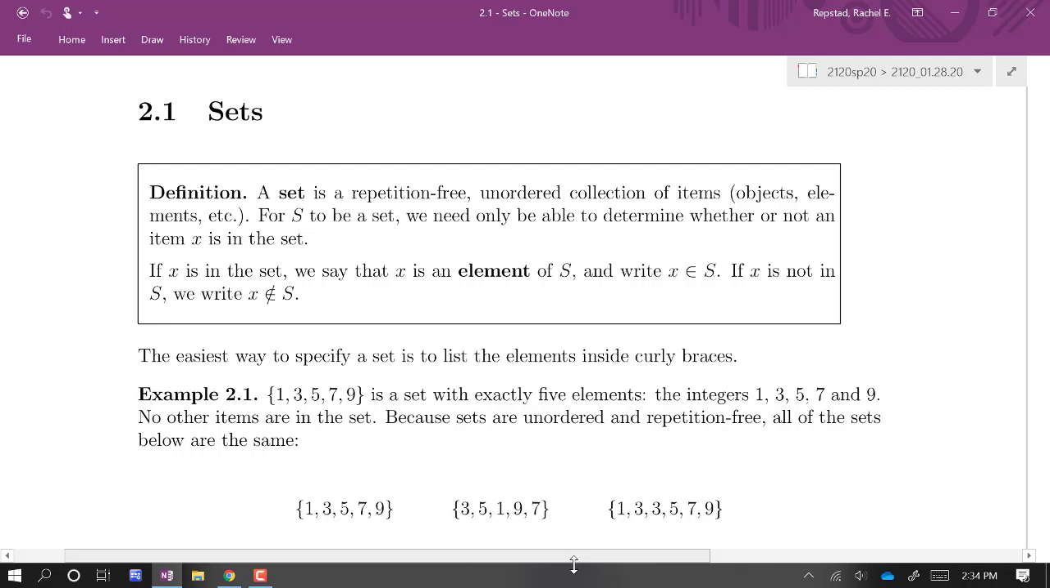It's unordered. It doesn't matter the order you write them in. All it matters is what's in it or what's not in it. There's no repetition. Something isn't super extra in the set. You're just in the set or you're not. It's like a binary condition.